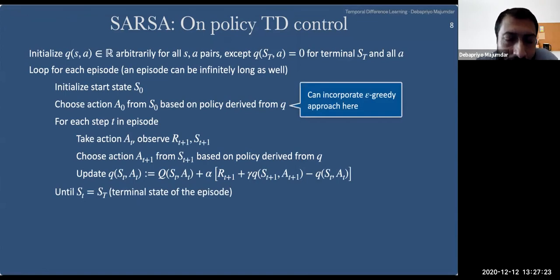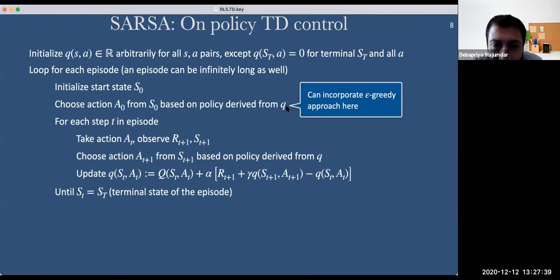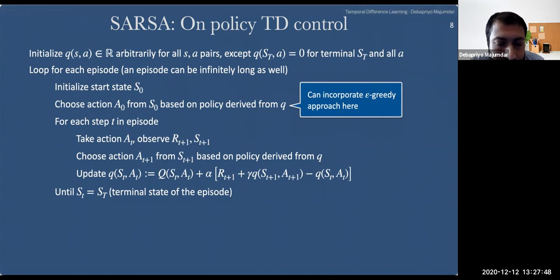In this policy step, you can incorporate various kinds of relaxations, an epsilon-greedy approach, or whatever you want. You can incorporate other concepts of doing this better, but essentially this is your on-policy TD control. All right, any question on this as of now?